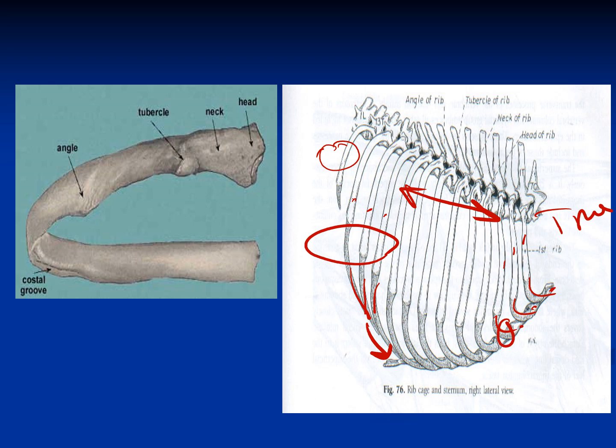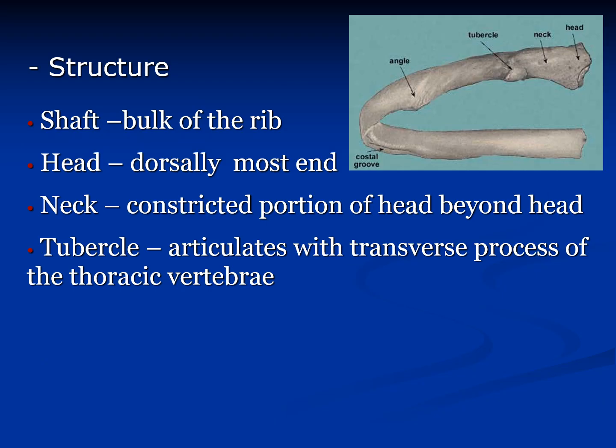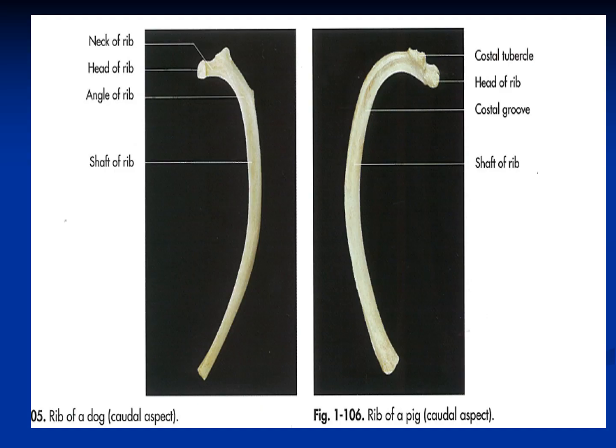A rib consists of a body. We have the area of the head, the area of the neck, and the area of the tubercle. This is the typical anatomy of a rib, which consists of a shaft or body. We have the head, below the head always the neck, and the tubercle. The most dorsal end is the head, the constricted portion beyond the head is the neck, and the tubercle, which articulates, very important, with the transverse process through the transverse costal fovea.